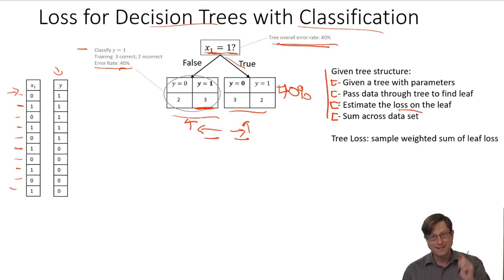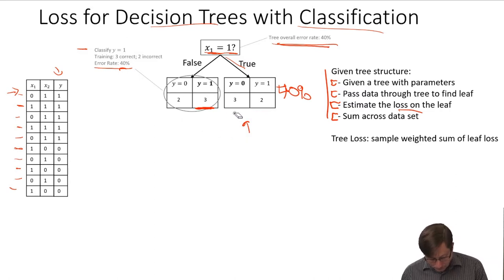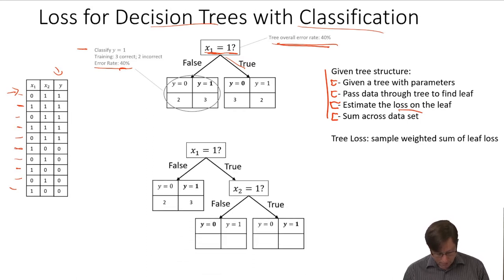That's not our loss. That's heading us towards our loss. I'm just showing you the thought process that's going to get us there. So now let's say we had another feature, X2. It would say, can we get better than this overall weighted error rate of 40% by adding some more tests? Okay, so let's leave this side the same. So the overall error rate is again going to be 40%, but let's add another split there.